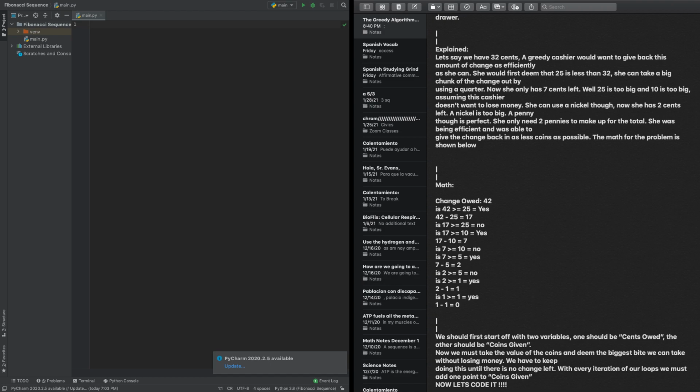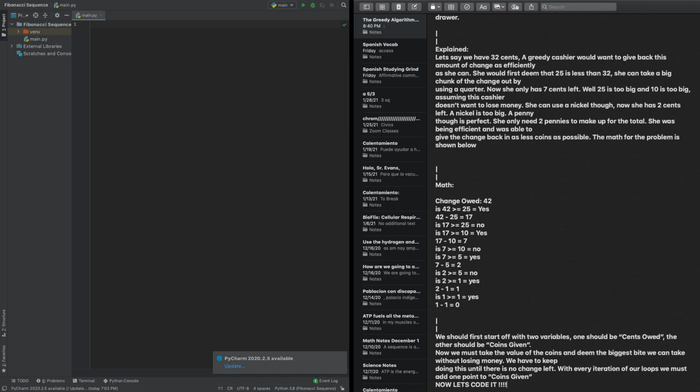When you subtract them, see if the remainder is greater than 25. If it is, then keep on doing this, right? So automatically you'll think, oh, that's a while loop. But then 42 minus 25 is 17, and you're like, oh, 17 is not greater than 25. What must we do? We have to go down to the next value. It's 10 cents, right? So now we do 17 minus 10, 7.